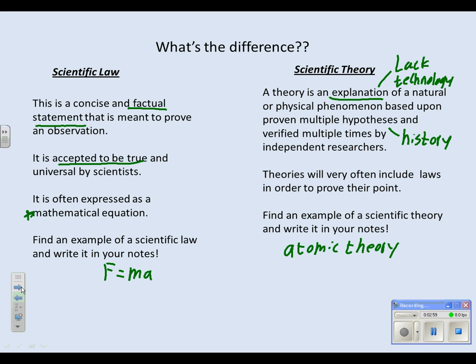The technology, we cannot yet go in to see how an atom looks, how its structure is. We basically have computers that give us a mathematical explanation, and we assume that to be true because of different experiments and different laws that we have with us. So those are the two. Those can be kind of tricky. Once again, we'll get a lot more practice in class about laws and theories.